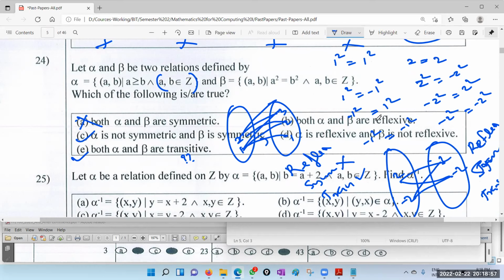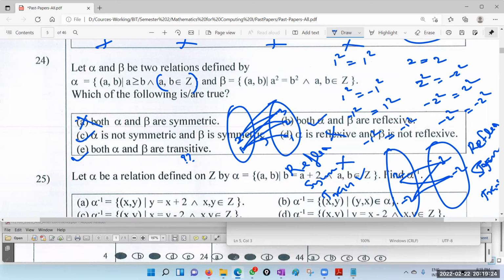Yes. Both alpha and beta are reflexive. Alpha is reflexive, beta is reflexive. Yes. B is correct. C is reflexive. Alpha is reflexive. Yes. And beta is not reflexive. No, beta is also reflexive. So I will take the answer as BCE. Okay, BCE, question 24. BCE, correct. Okay.